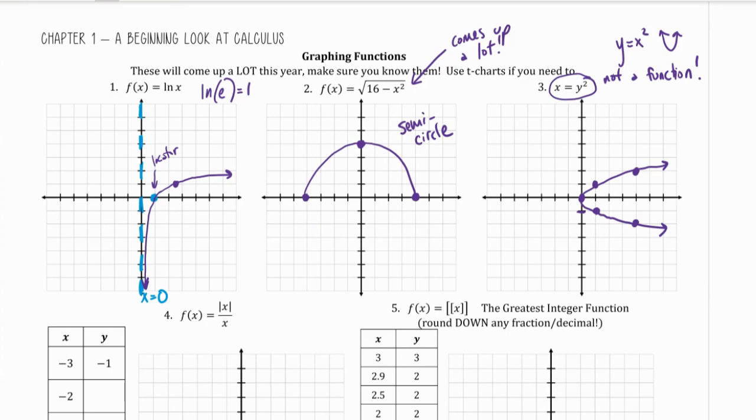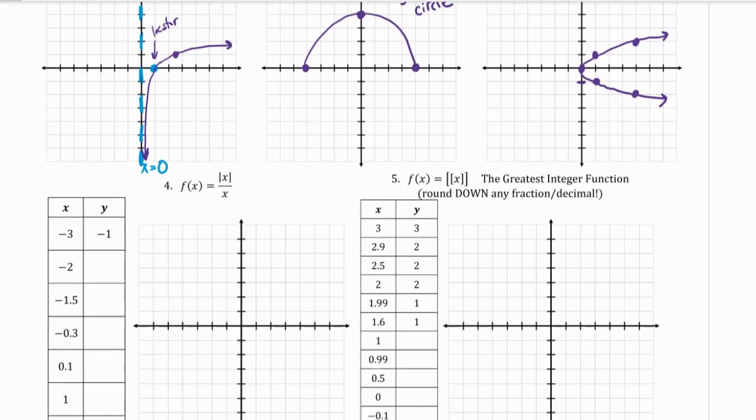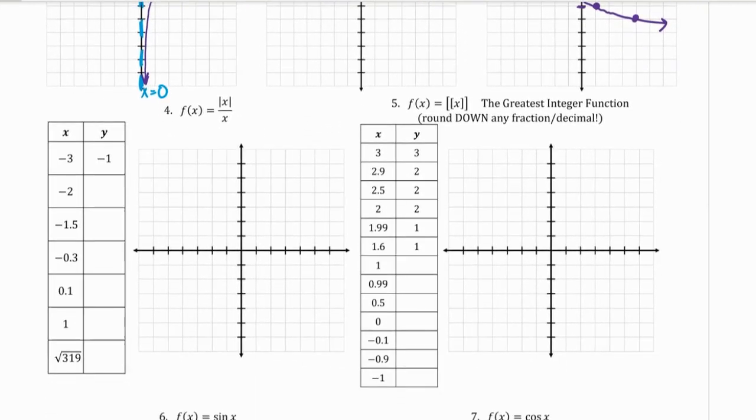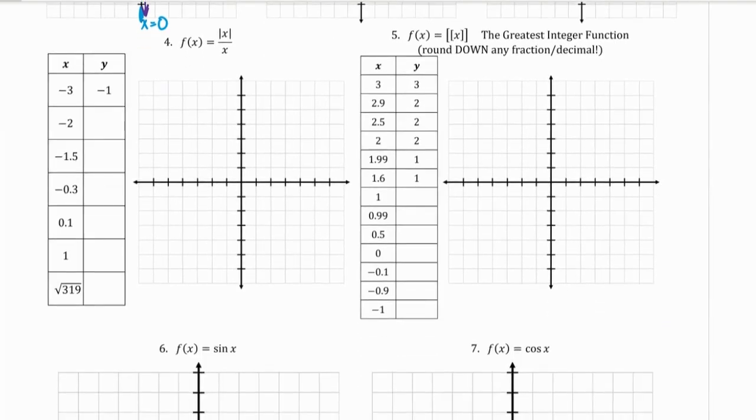Because you're plugging in 2 different y values and getting the same x value, that means it is not a function. And that's okay. We're going to be dealing with stuff that aren't functions this year as well. F of x equals the absolute value of x over x. So again, this isn't one that you necessarily have memorized as a parent function, but this one comes up a lot throughout the year. So I just made a t-chart for you over here.